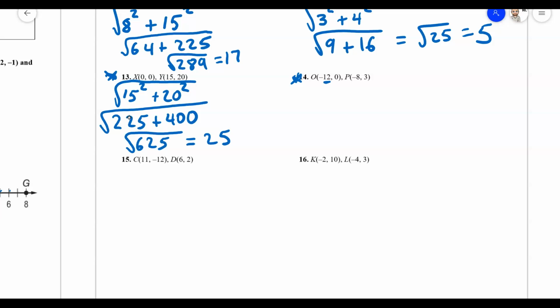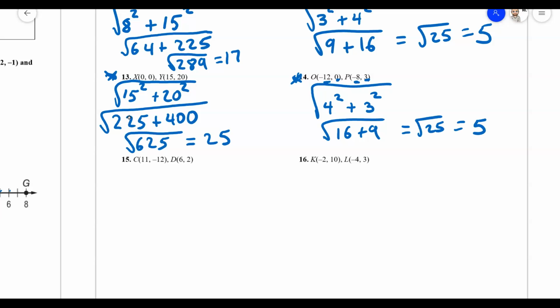Okay, so hopefully we got the right length from negative 12 to negative 8. That's just 4, and we're going to square that. From 0 to 3, that's just 3. And we square that. We're adding them together. This is a simple Pythagorean theorem. 16 plus 9. And we take the square root of that. Okay? How about this one?